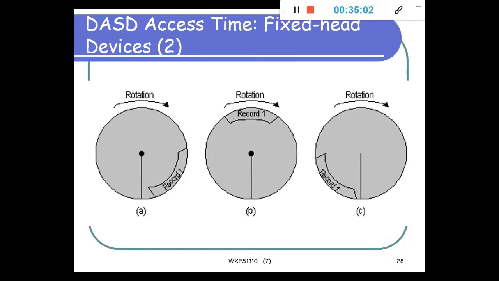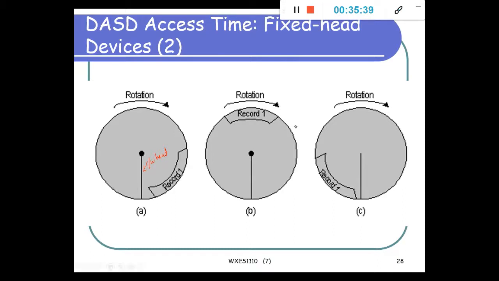So here there are three basic operations. The first one is this rotation. A is the best situation, because the record is next to the read/write head. When the disk is moving, record one is best because it is next to the read/write head when the input/output command is issued. So for this one, the rotational delay is considered 0.